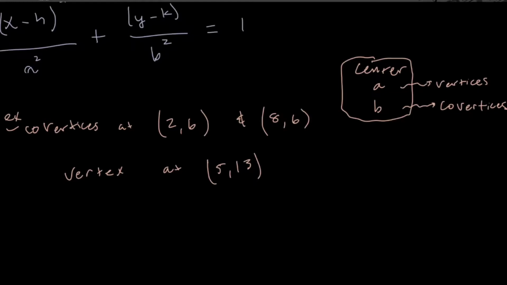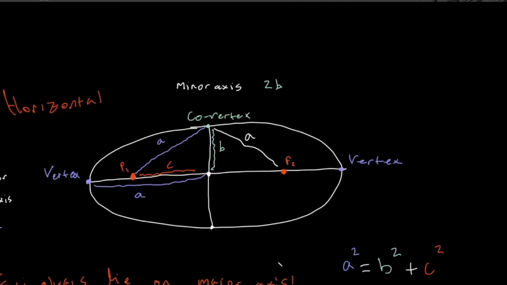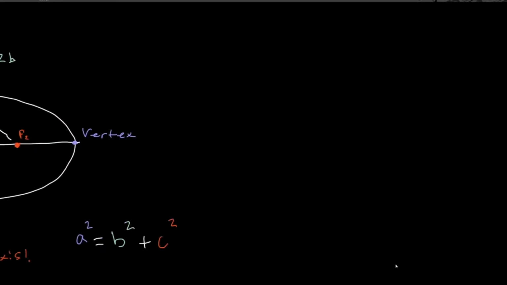Okay, so co-vertices are the top and the bottom, I think, right? Co-vertices are aligned with the smaller axis, the minor axis. If you take a look at my picture, the only reason the co-vertices are top and bottom is because it's a horizontal ellipse. If it were a vertical ellipse, the co-vertices would be side to side. Cool. So it's a hard one.